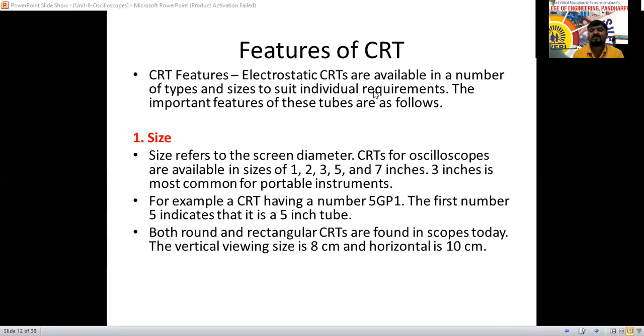The first feature is its size only. The size of the CRT tube. How much size we want? Suppose 1 inch display we want, 5 inch display we want, like that.